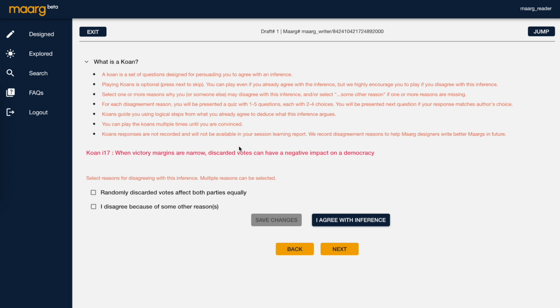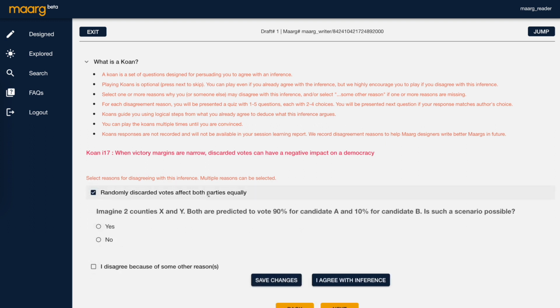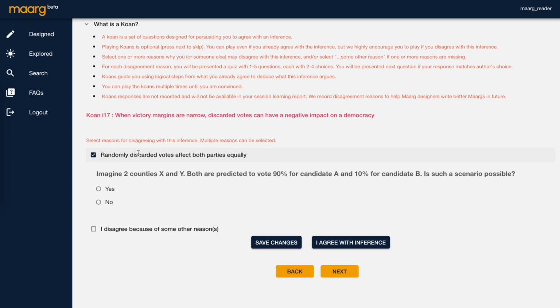So here, since I have disagreed with this inference, I can select why I have disagreed. Let us say I've selected the first option. Now, just as we try to convince people around us, Koans uses a set of questions as a quiz, starting from some agreeable points and then concluding by challenging our disagreement. The Maarg author hopes if you agree with all their inferences, you may ultimately agree with their decision as well.